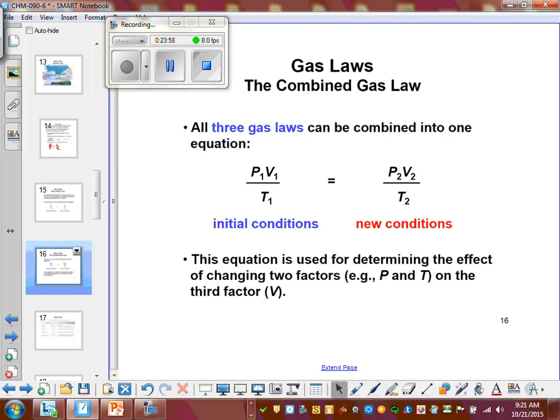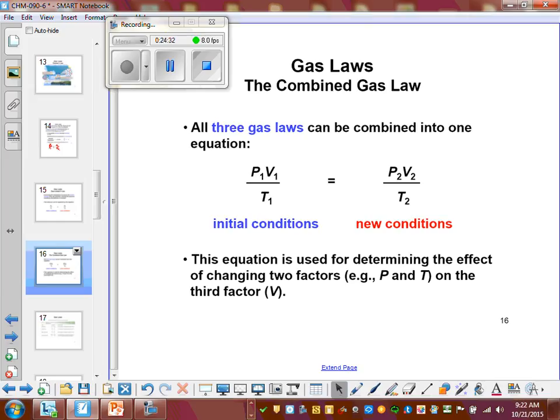We can combine all of these, and it's called the combined gas law. P1V1 over T1 is equal to P2V2 over T2. You see, if we hold the temperature constant, I have Boyle's law, the top equation. If I hold the pressures constant, I have Charles's law. If I hold the volumes constant, I have Gay-Lussac's law.